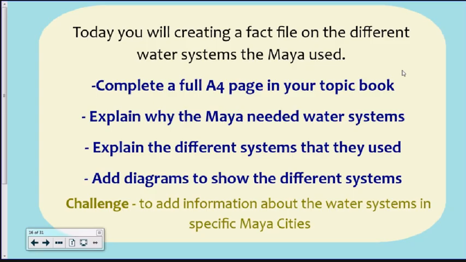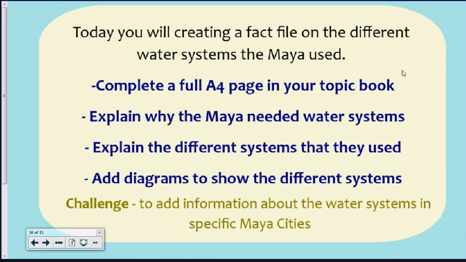So, your task today, as mentioned at the beginning, is going to be to create a fact file on the different water systems that we've just learnt about. So you need to complete a full A4 page minimum. Obviously if you try the challenge you might need some more room. First of all, you need to explain why the Maya needed water systems, and then talk about the different water systems that we've looked at.